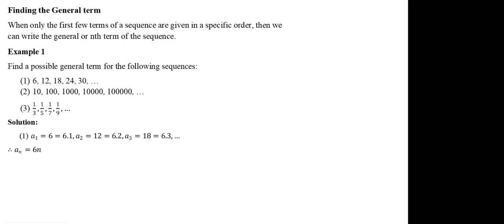Now the second one, who can tell me what is the general term for the second one? 10n. No, it cannot be 10n. If you are saying 10n, listen. Is 10n correct? No. Do you see that 10n is not correct? If I say 10n, what it means is that the first term will be 10, the second term will be 20, the third term will be 30. Is that not so?